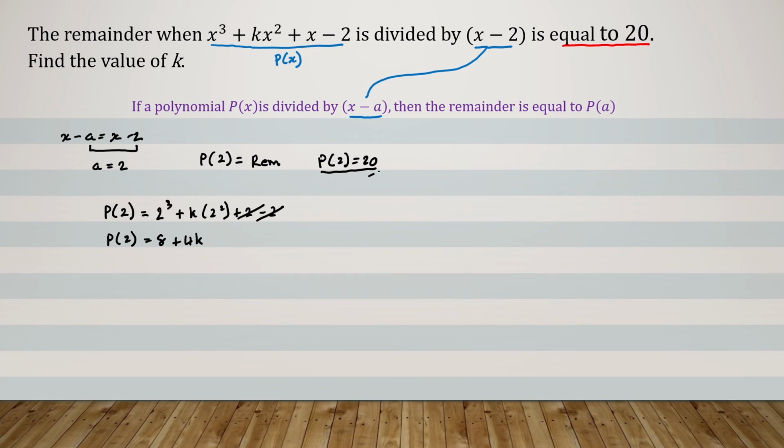As our remainder equals 20, we can now write 20 equals 8 plus 4k. By rearrangement, you'll get 4k equals 12. Dividing both sides by 4, you'll get k equals 3. So that's the required coefficient that would go into your polynomial.